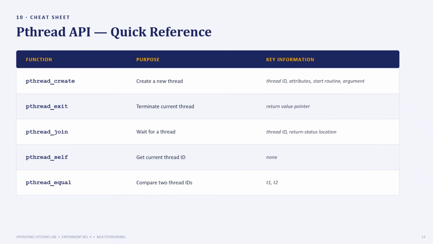No extra information needed. pthread_equal. Purpose is to compare two thread IDs. Key information needed is t1 and t2. I suggest please pause the video here and write down this table in your lab record.